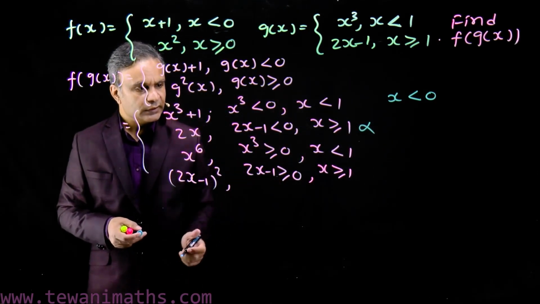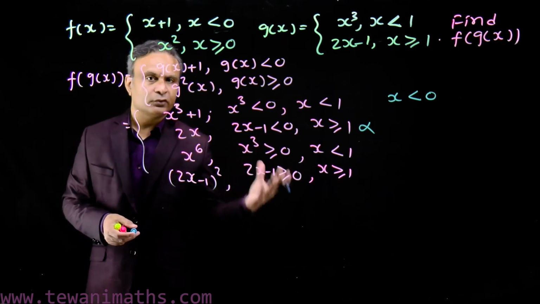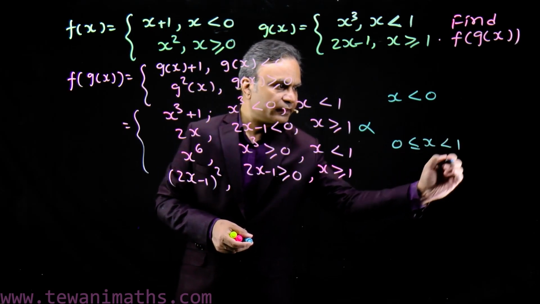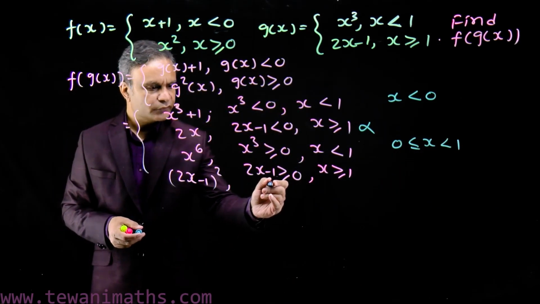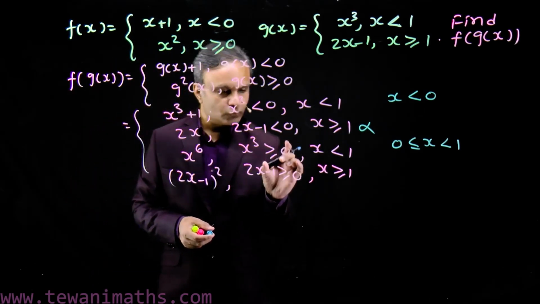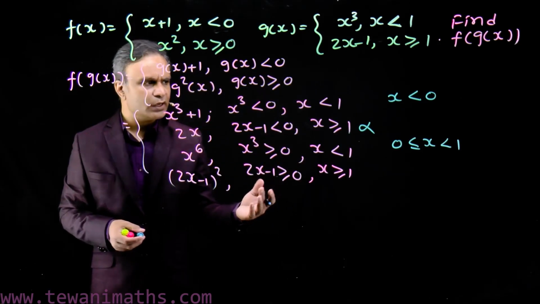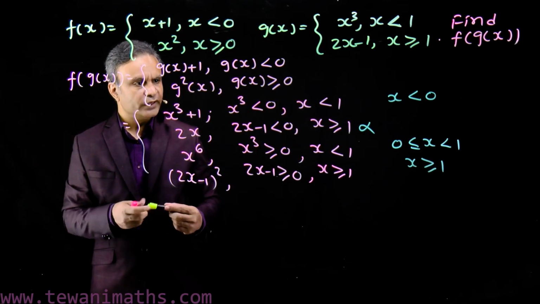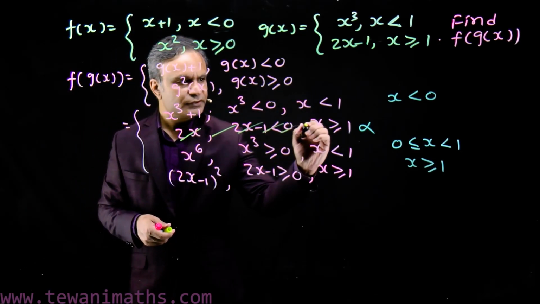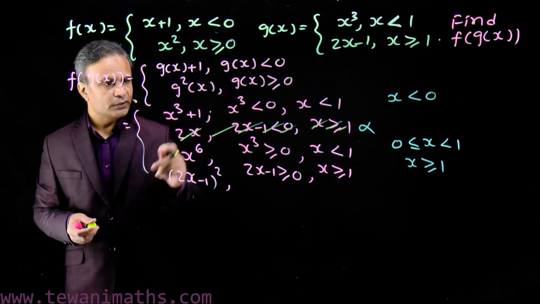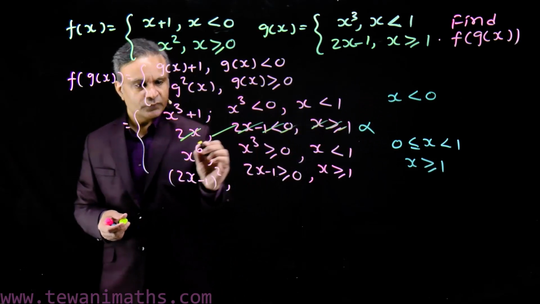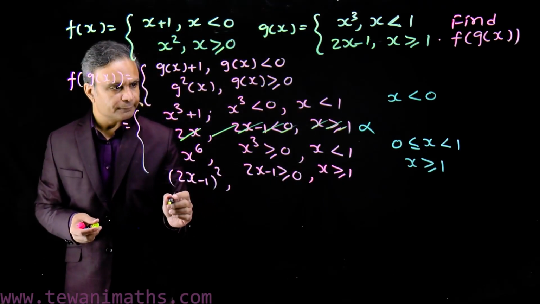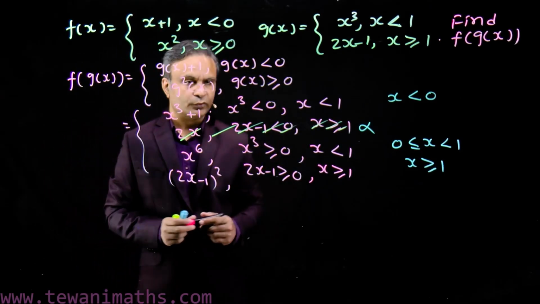Then we have this: x cube greater than or equal to 0 means x is greater than or equal to 0 and x less than 1. So we have here 0 less than or equal to x less than 1. And for this we have x greater than or equal to 1 upon 2 and x greater than or equal to 1. So we get x greater than or equal to 1. So we have here three branches for function f of g(x): x cube plus 1 for x less than 0, x power 6 for 0 less than or equal to x less than 1 and 2x minus 1 square for x greater than or equal to 1.